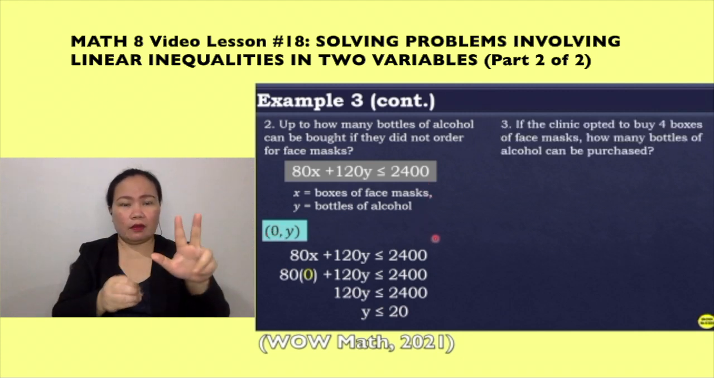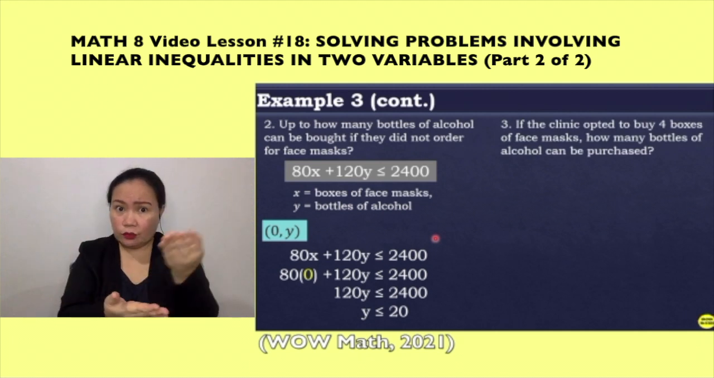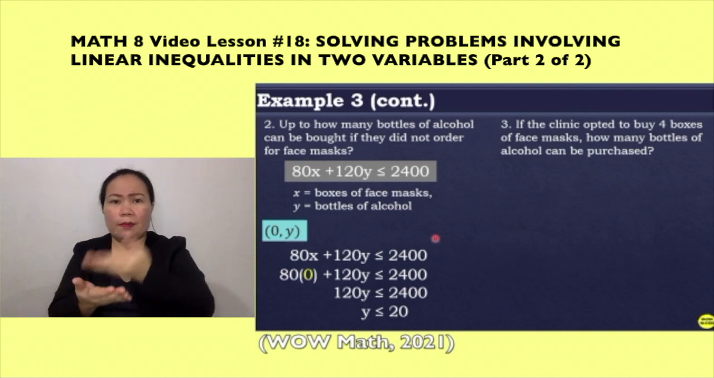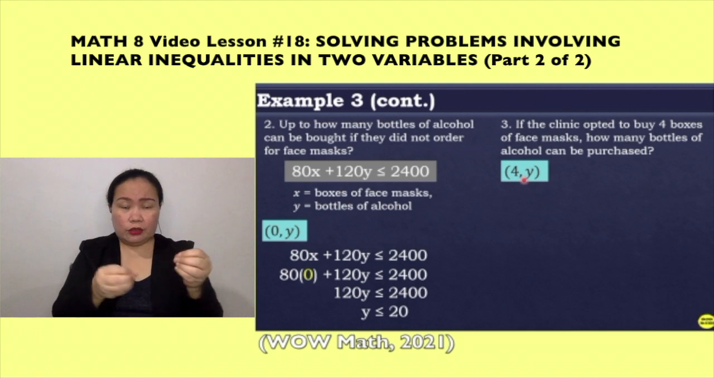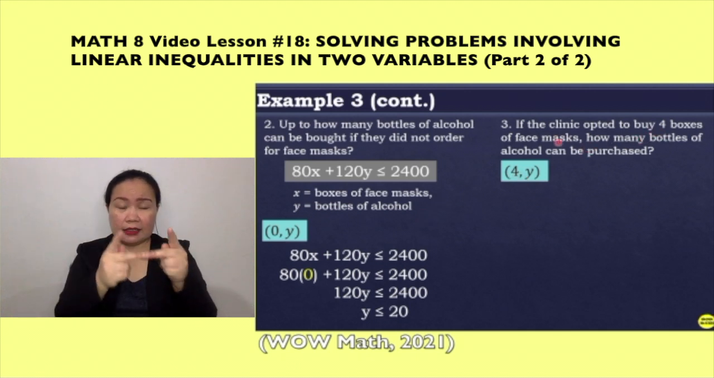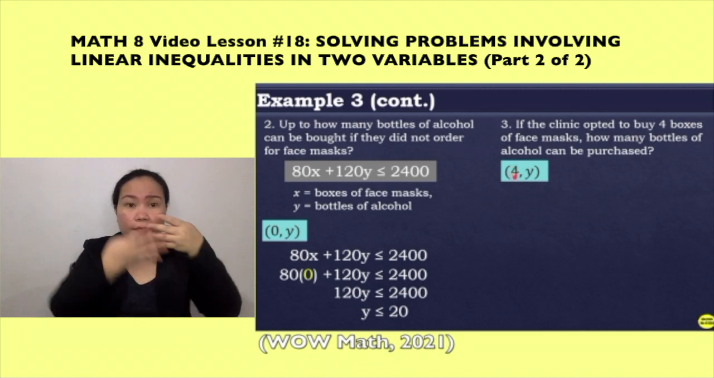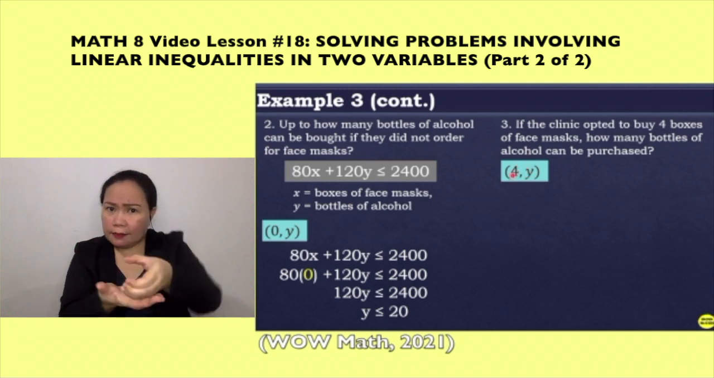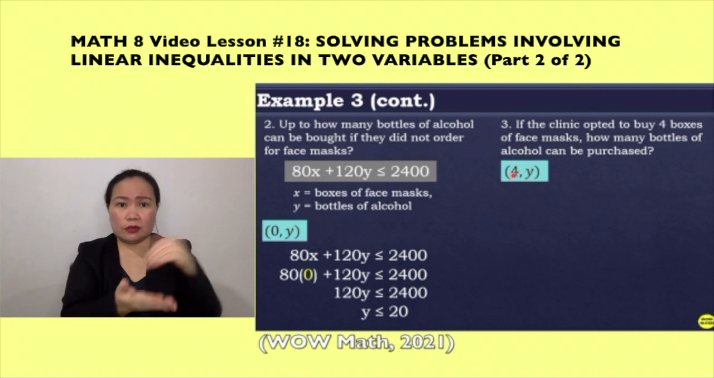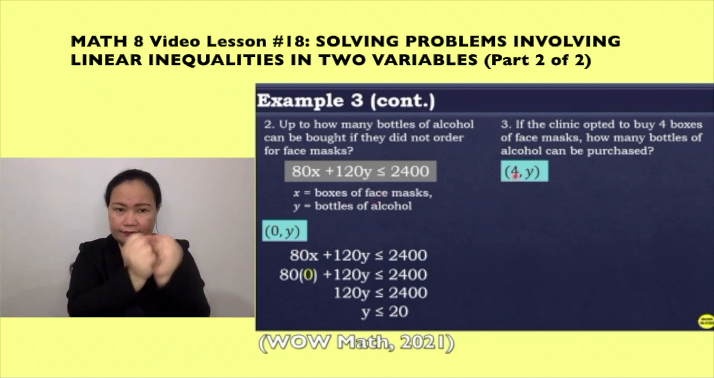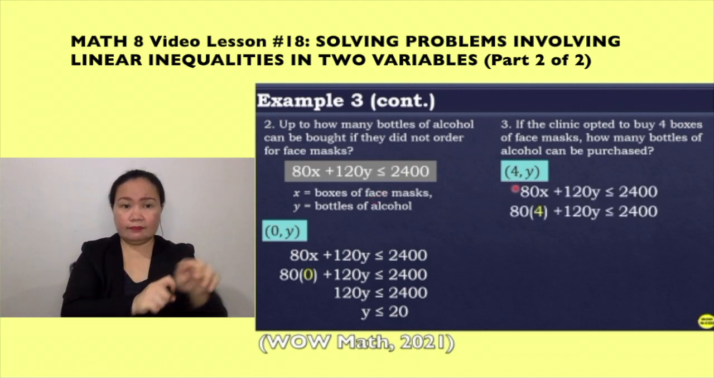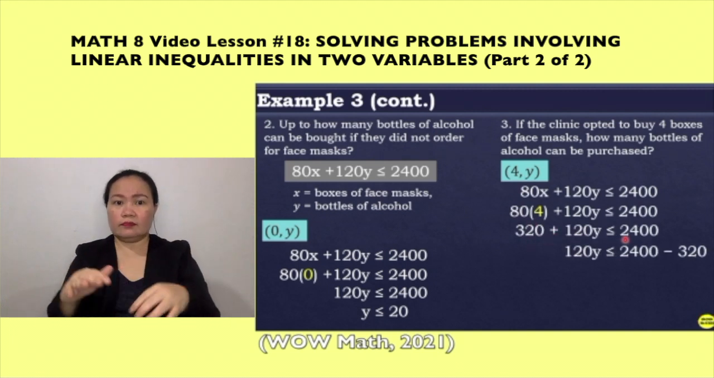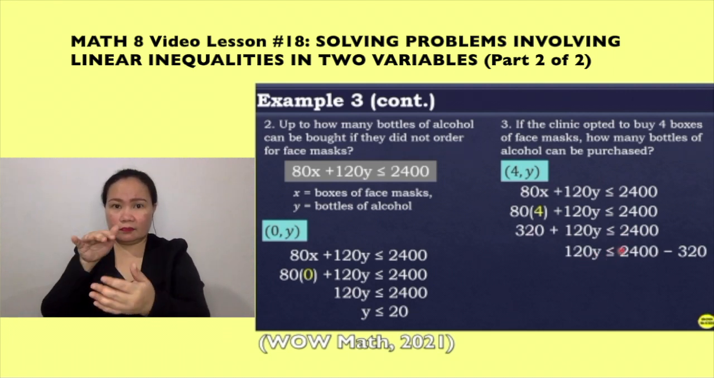Okay, next. If the clinic opted to buy 4 boxes of face masks, how many bottles of alcohol can be purchased? Now, this time, ang ordered pair natin will be 4, kasi bibili na raw ng 4 boxes of face masks. So, yun ang bibilhin nila. So, ilang bottles of alcohol na lang ang mabibili? So, kung bibili sila ng 4 boxes of face masks, so isa-substitute natin. So, again ha, this is our representation. So, substitute natin yung 4 dun sa X. So, this is 320. So, simplify, you will have 120y is less than or equal to 2,400.